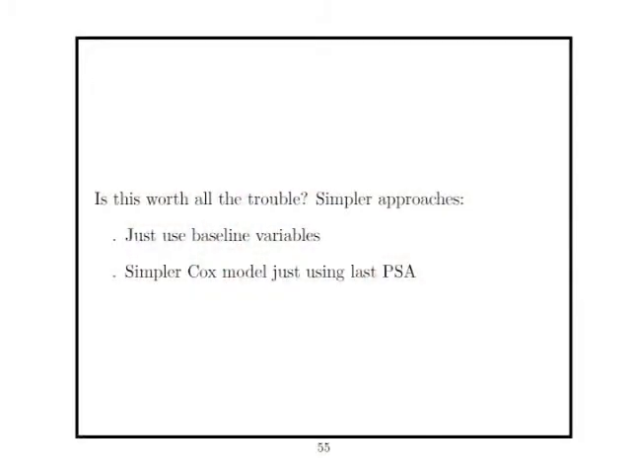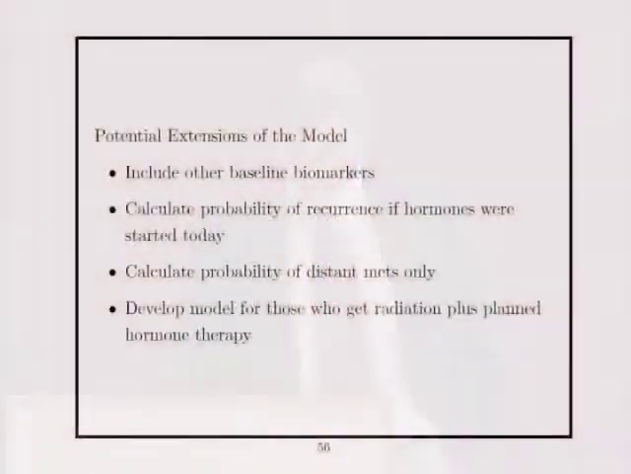So this was a big model, and is it worth the trouble? You could envision some somewhat simpler ways to do this. And the key is, if you just use baseline variables, it's not going to be as good. But there might be other ways of using recurrent PSA, which are almost as good. And we could extend the model. We could include race as another baseline variable. We could also calculate probability of recurrence if you started hormone therapy.